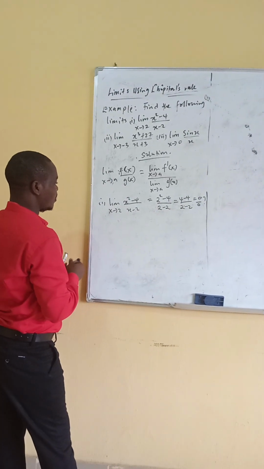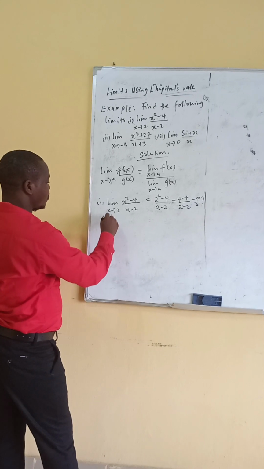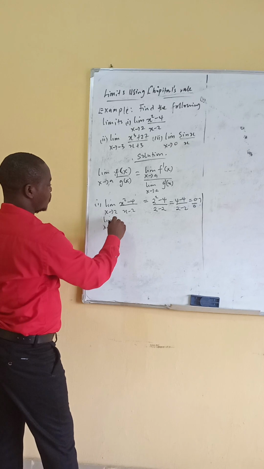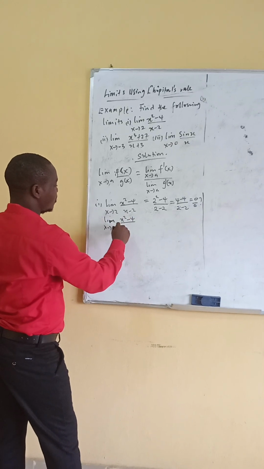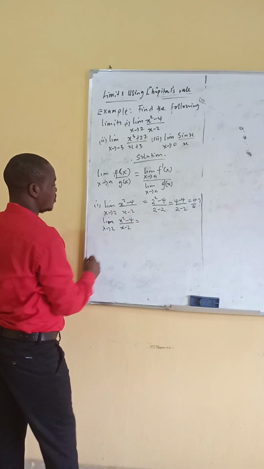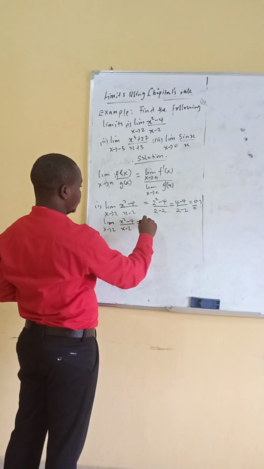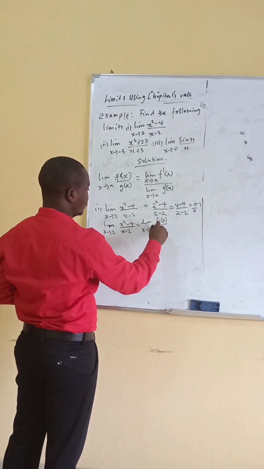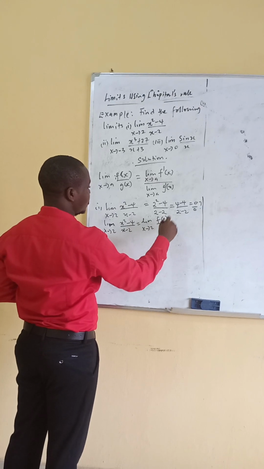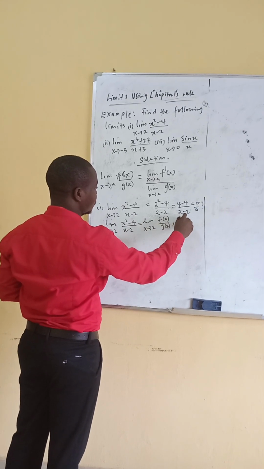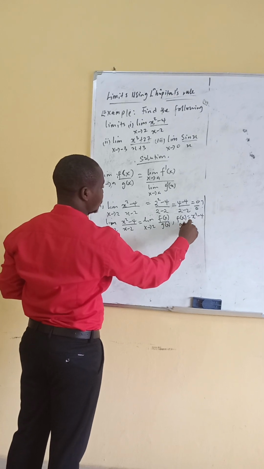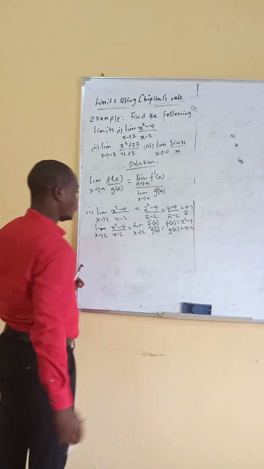Now we look at this function. The limit of x tending to 2 of x squared minus 4 divided by x minus 2 can be the same thing as the limit as x tends to 2 of f of x over g of x. Here our f of x is x squared minus 4 and g of x is x minus 2.